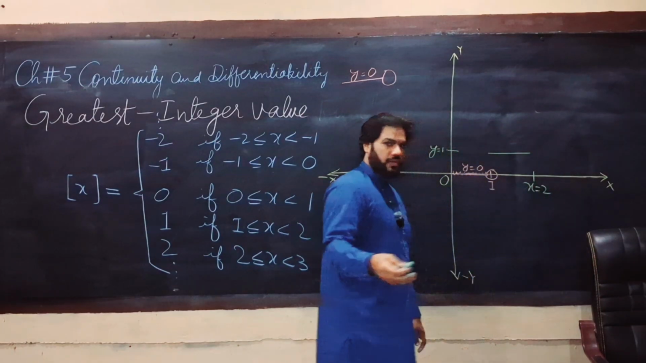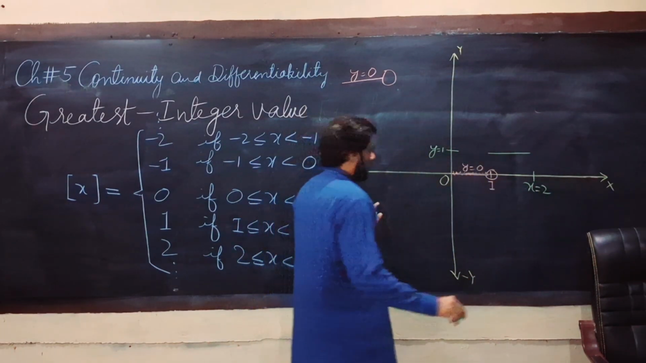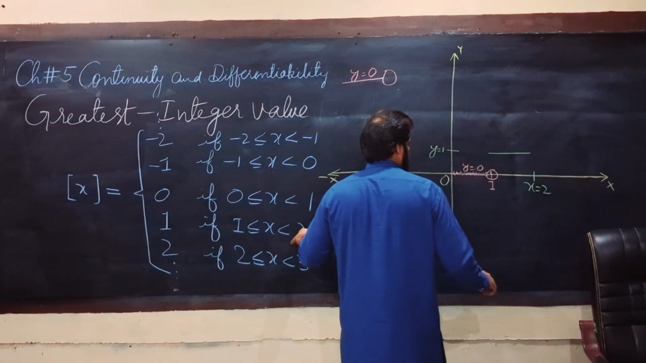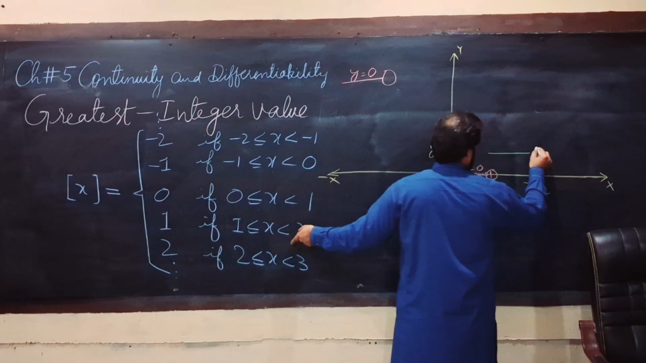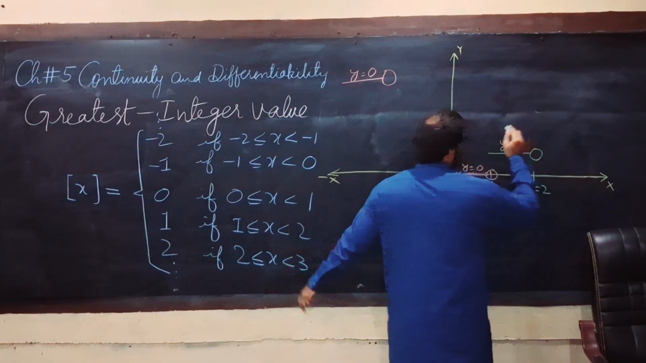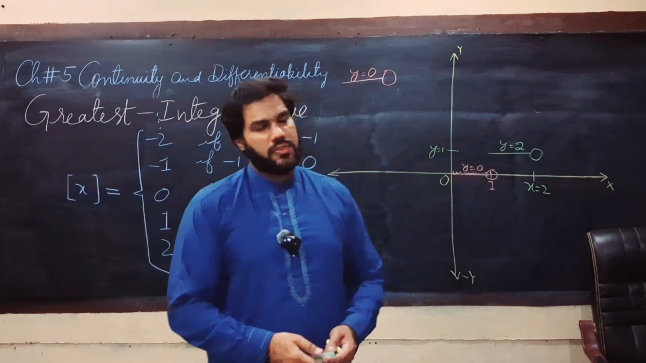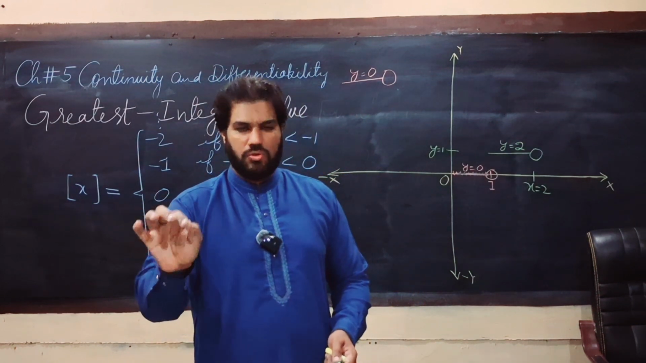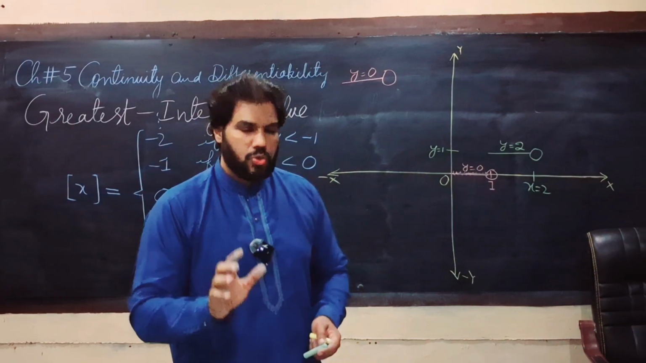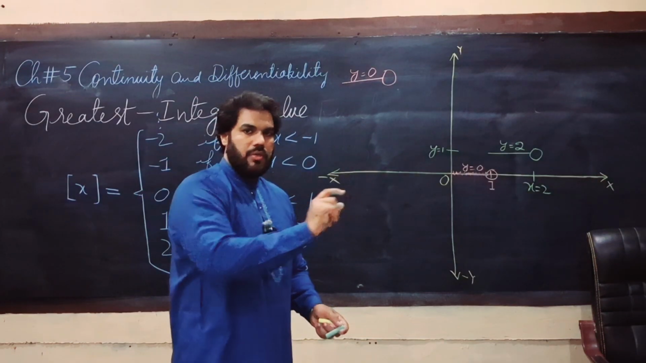This will be a straight line, always a straight line. As 2 is not a part of this interval, so I will draw an empty circle here, and this is y is equal to 2. Y is equal to 1, y is equal to 2, y is equal to 3 always represent a constant function, and the graph of a constant function is always a horizontal line. So you have to draw a horizontal line every time for each interval.